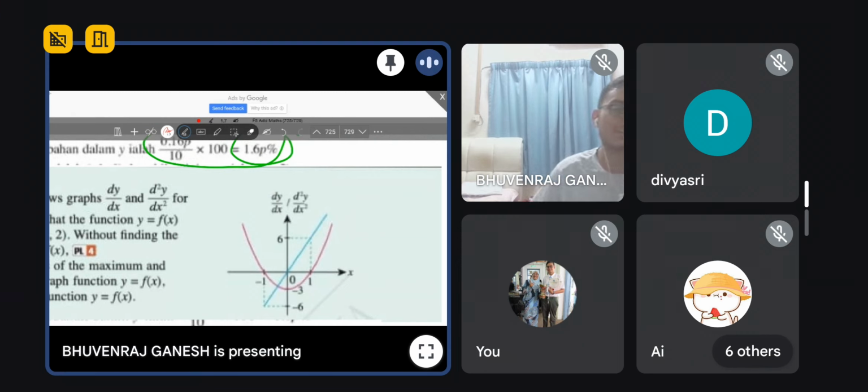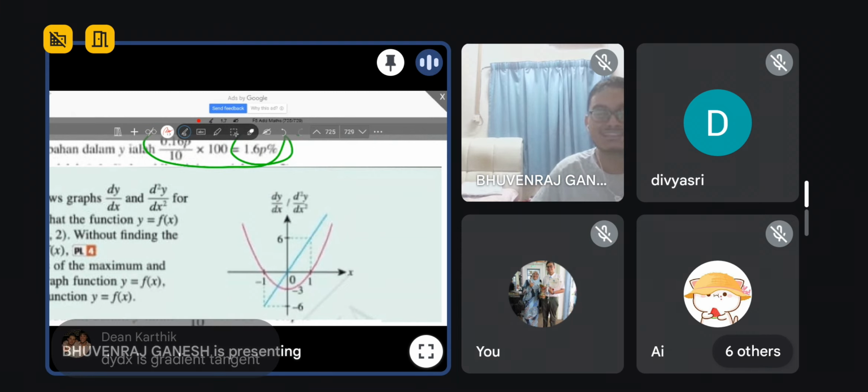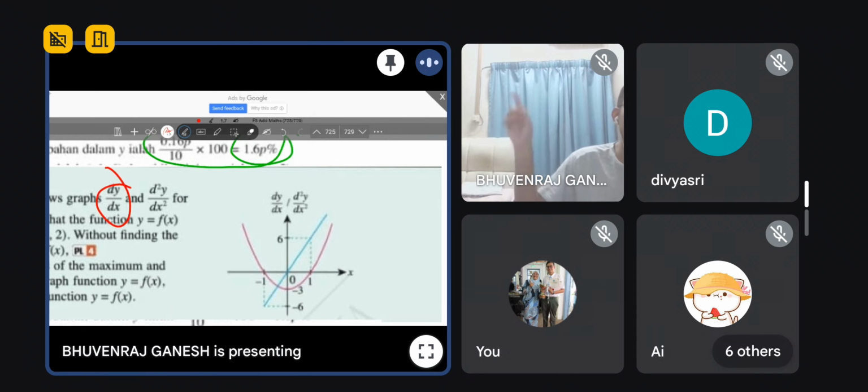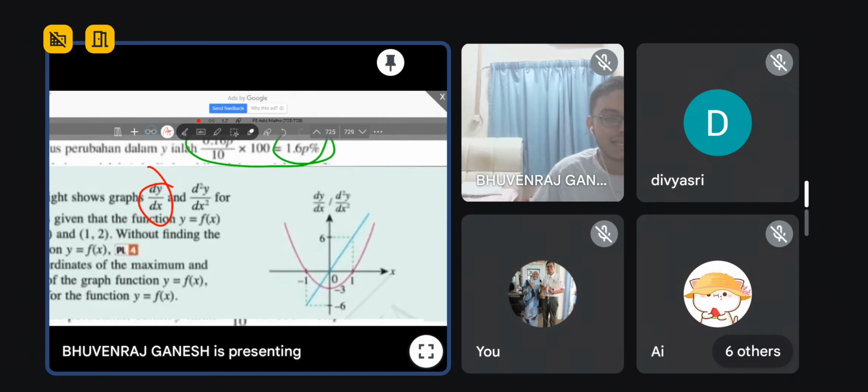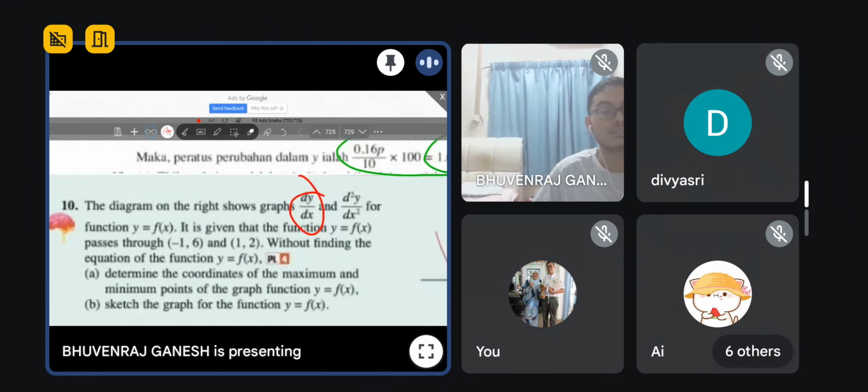Oh, got contradicting answers already. So anyone else want to try? Which one represents your dy dx? Is it the straight line or the curve? Mana satu? Yes, you're right. But you must be careful here.